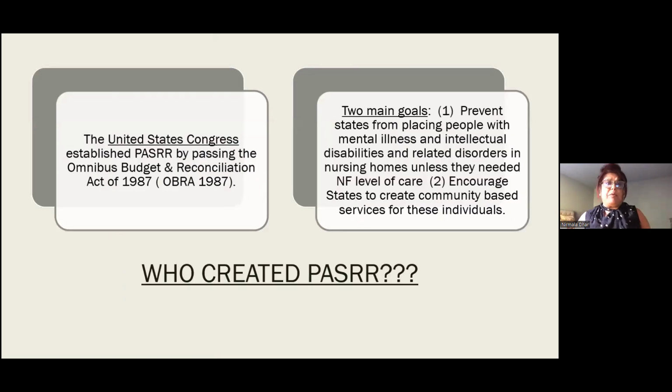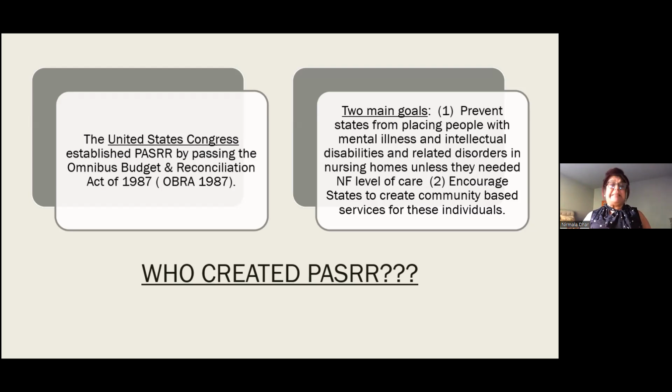So who created this program? It was established by the United States Congress. They passed a law known as the Omnibus Budget Reconciliation Act of 1987, sometimes referred to as OBRA 87. And in that Omnibus Act was PASSR. So PASSR, as you can see, has been around for well over a good 30 years. And they passed that legislation for 2 reasons, and we're going to talk a lot about those reasons.